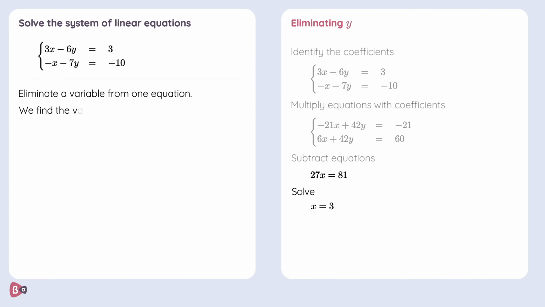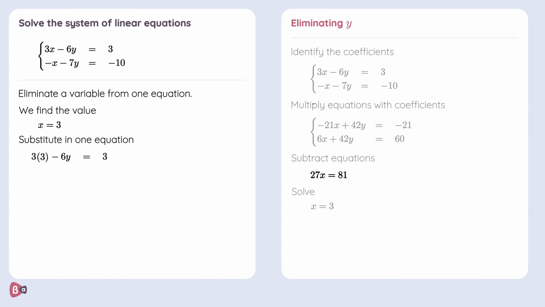So let's move over to the left-hand side of our screen again. By eliminating y, we have found the value x is equal to 3. But we're not done yet. We have also got to find the value of y. For that, we can substitute our found value of x in one equation. Let's choose the first equation. And now let's substitute x is equal to 3.